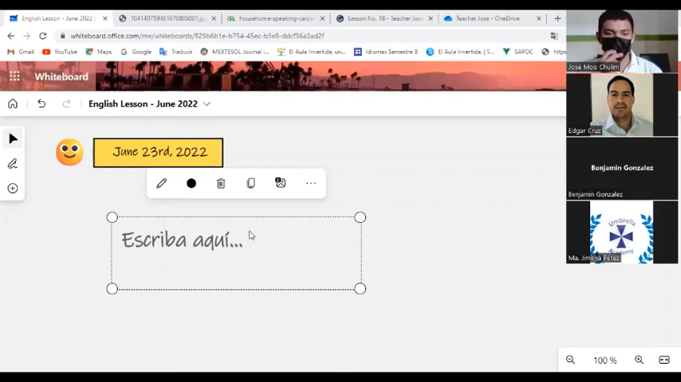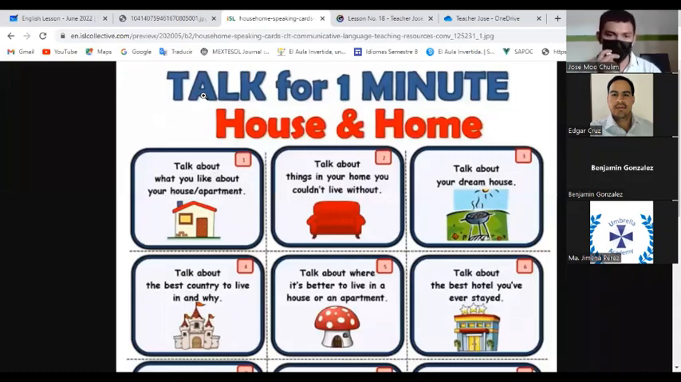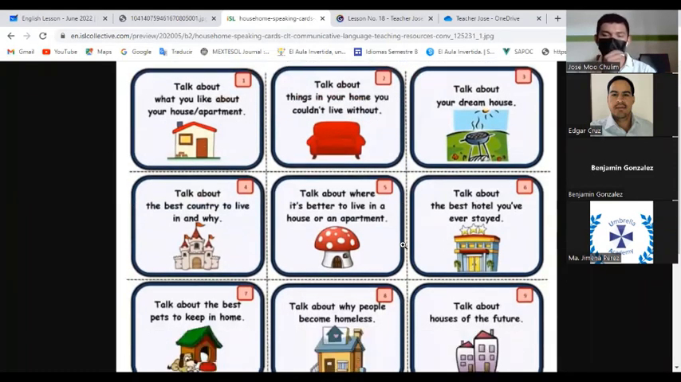Okay, we are practicing some vocabulary related to things at home and house. We're about to start this activity, and it's very similar to the activities we've done in previous lessons. You have to choose a topic and talk about it. Thank you, Benjamin. We're going to start with Edgar. Number one, Edgar. Talk about what you like about your house or apartment, please.